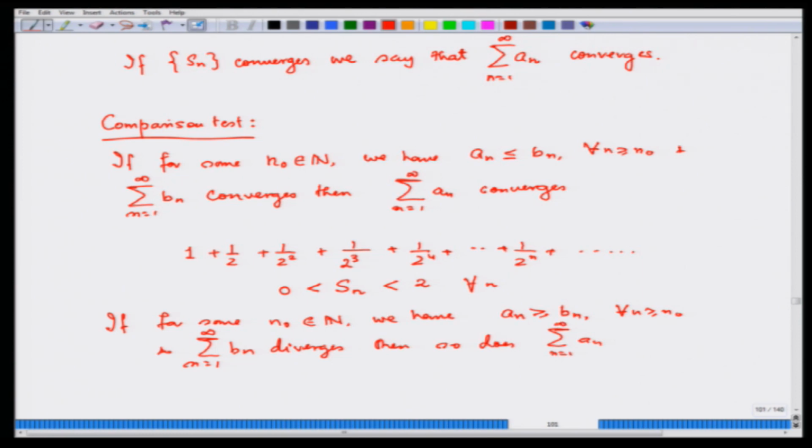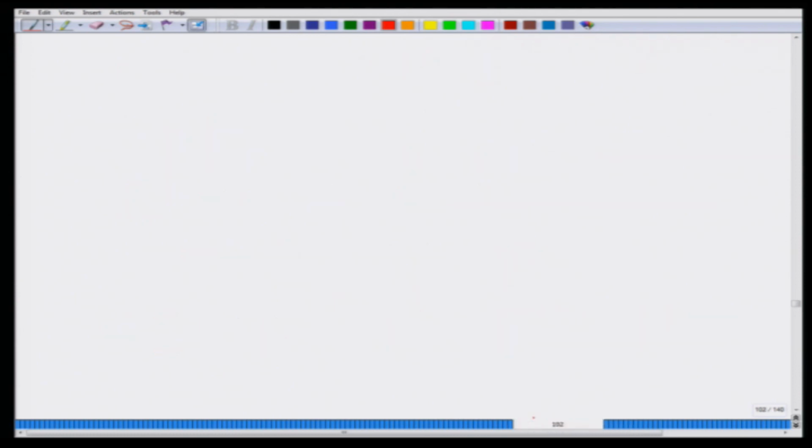We will now give a proof. We will use this idea to show that the harmonic series, which consists of the following terms, 1 plus half plus 1/3 plus 1/4, the series 1 by n, diverges. We will use this second comparison test to show that this actually diverges.